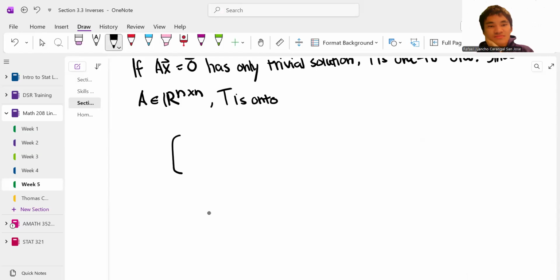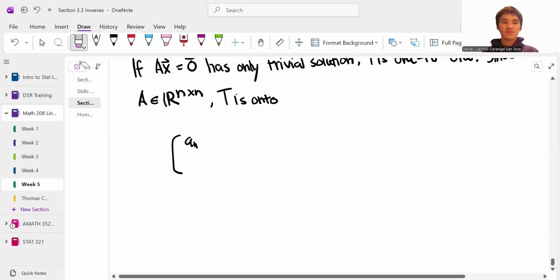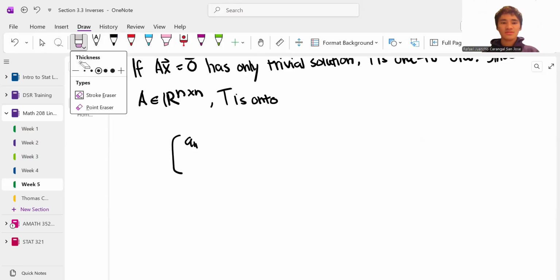Say we have, okay, let's do a 2 by 2. Let's try this. But I can't seem to access my eraser. I can't even erase.